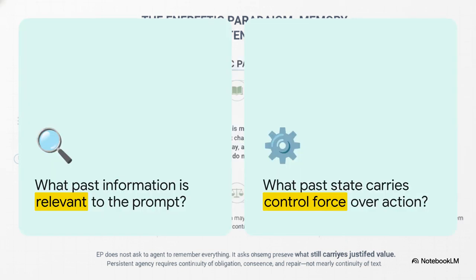You can really see this shift in the foundational question we're asking the system. Conventional memory architectures basically just ask, what information from the past is relevant to the current prompt? It's essentially a similarity search. But the energetic paradigm asks a much more demanding structural question. It asks, what part of the past still carries legitimate control force? What resources should sustain it? And how must it alter the agent's next action? It forces the system to actually consider authority, risk, and future consequences, rather than just semantic relevance.